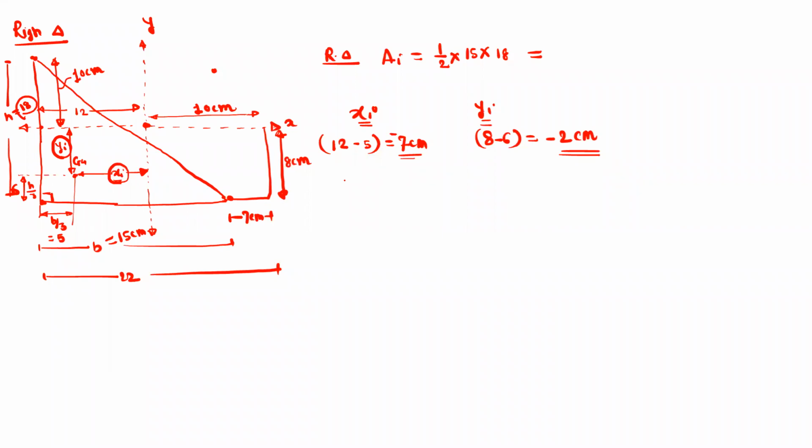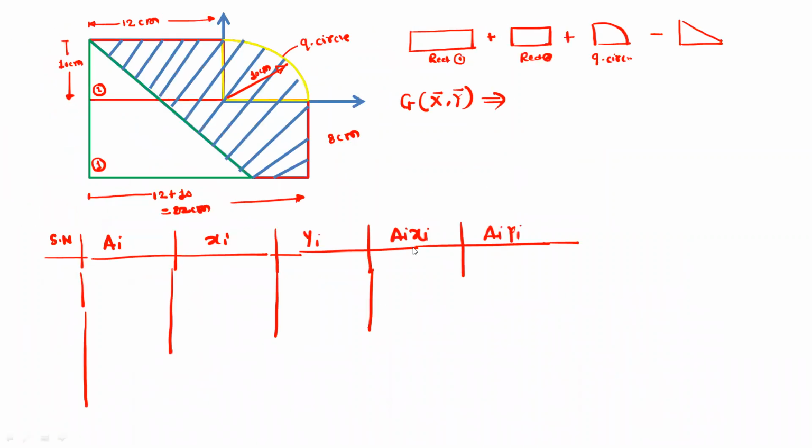First is rectangle, second rectangle, third is quarter circle, and last is the right angle triangle. Now put all these values in the table. So the first geometry is rectangle 1. For rectangle 1, area is 22 by 8, which is 176 centimeters square. Its x coordinate is -1, y coordinate is -4.